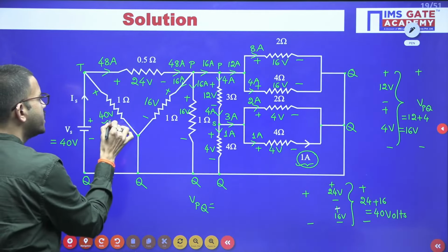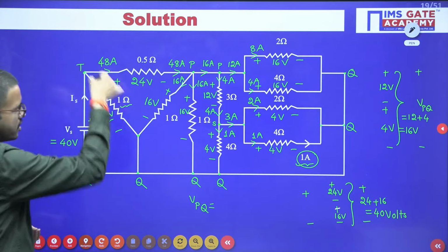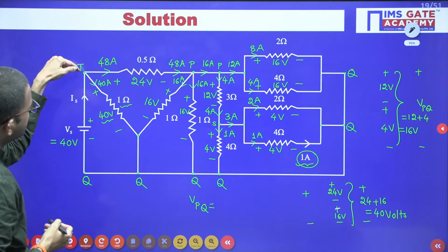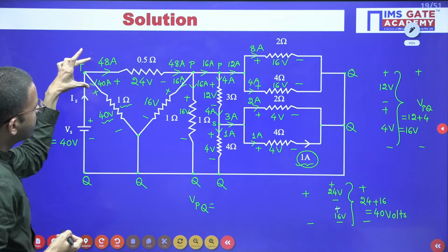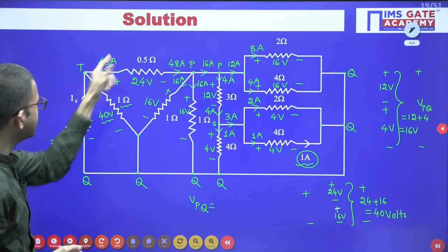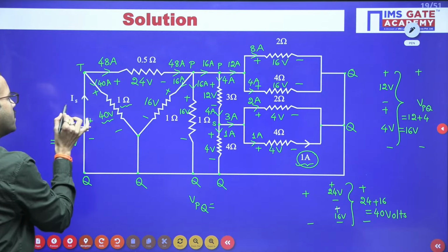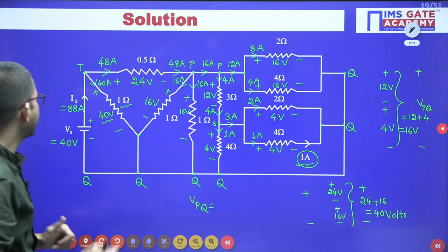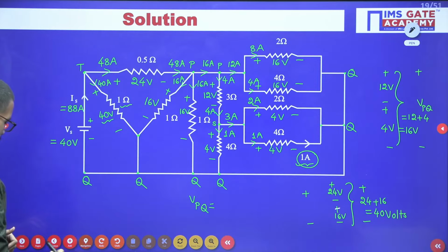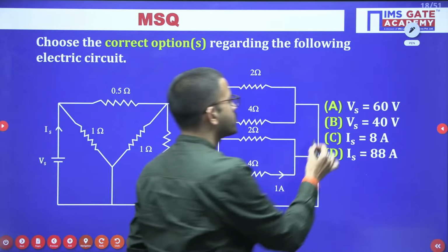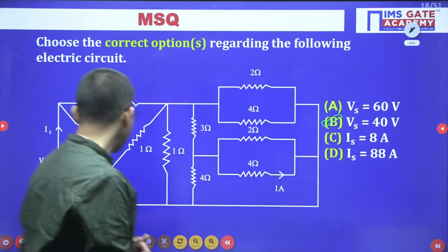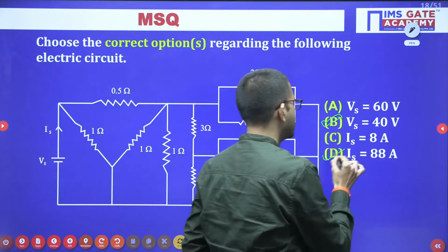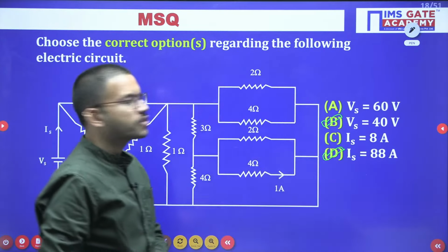So here you know the voltage, you know the resistor, you can find the current flowing in this branch, 40 by 1, that is 40 ampere. So at this node, in these two branches, 40 and 48 are leaving. That means together 88 ampere is leaving. So obviously if 88 ampere is entering, then only together 88 ampere can leave. Right. So finally we got Vs and Is. Vs is 40 volt. Yes, option B is satisfying. And regarding Is, 88 ampere. Option B and option D, both are correct.